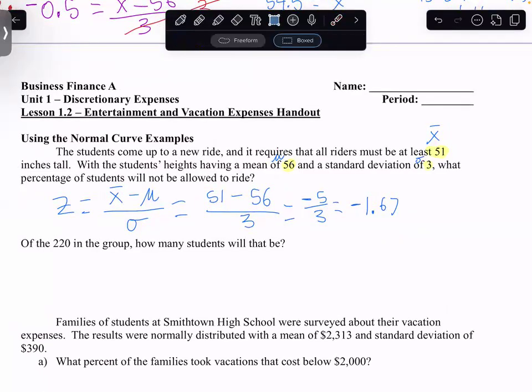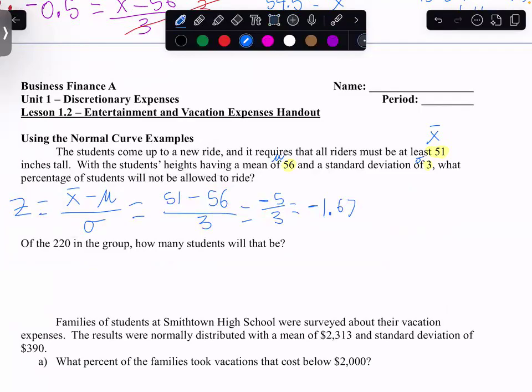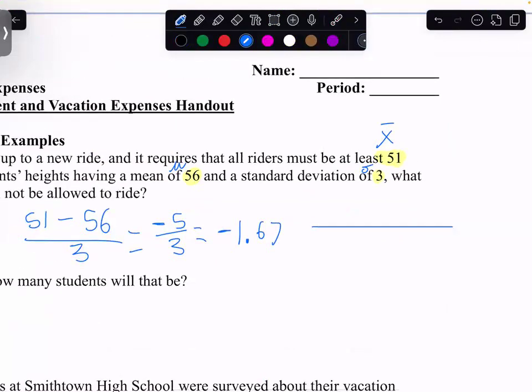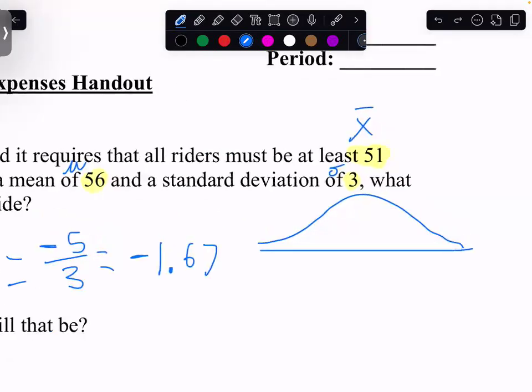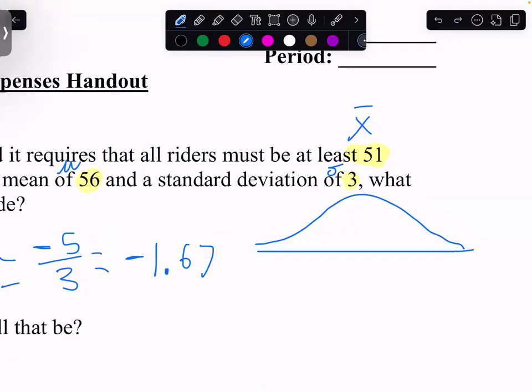Okay, so what do we do with these? Let's go ahead and draw a bell curve. Again, you've seen this shape before, often in the context of grades. What we want to do is mark this z-score of negative 1.67. What you need to know is that on the bell curve, 0 is right in the middle. But we don't have 0, we have a negative number, and negative numbers are to the left of the middle. So let's just mark it right here.